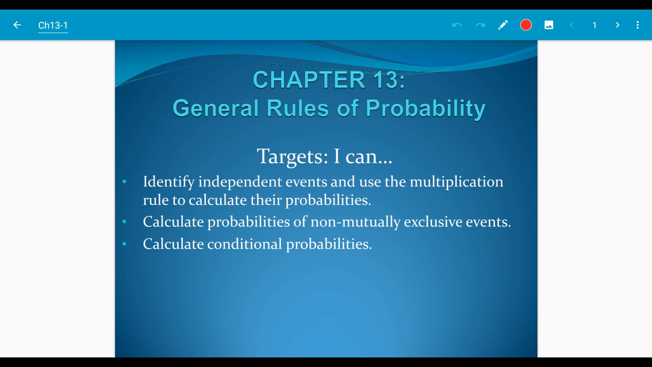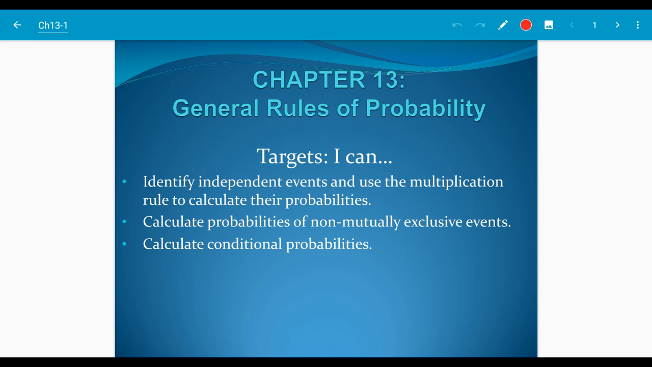Okay, so our targets for today. Yes, I will post the recorded version of the lesson. We'll be talking about independent events, which are different from mutually exclusive. And that's a big thing that we need to pay close attention to, those differences. And we'll hammer that home coming up later.